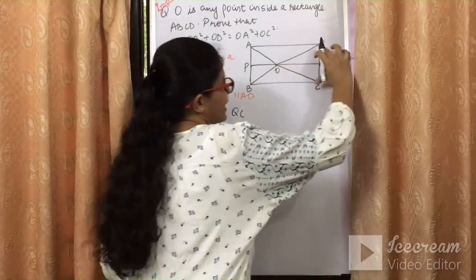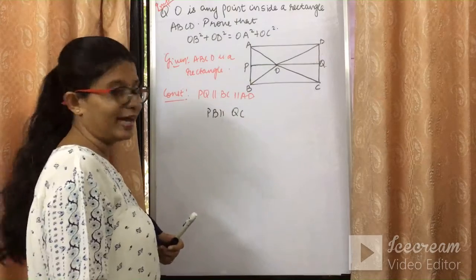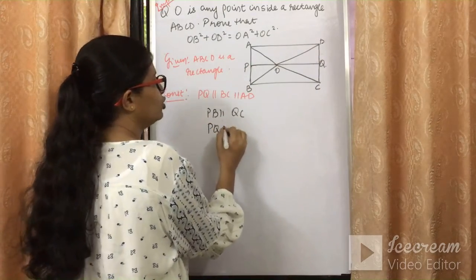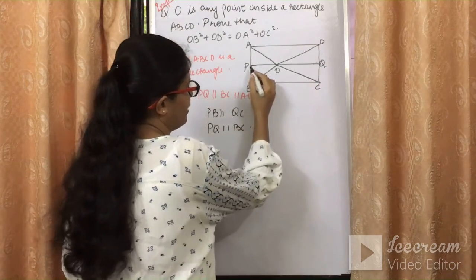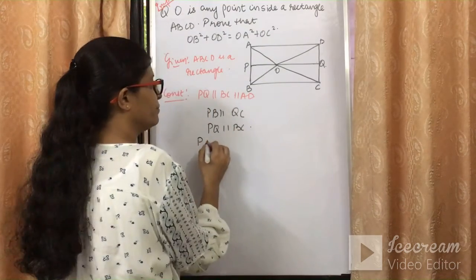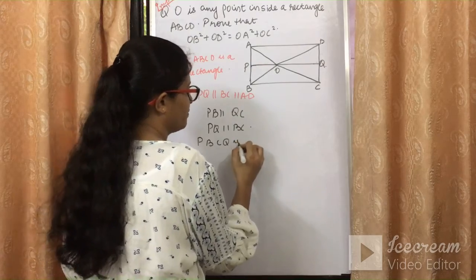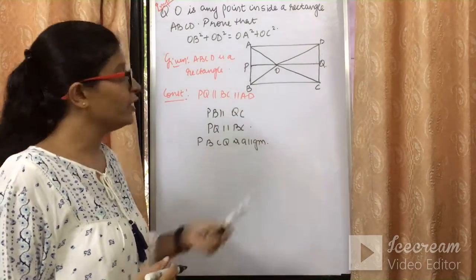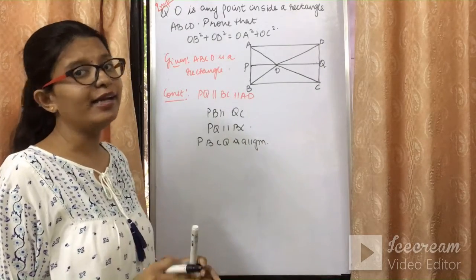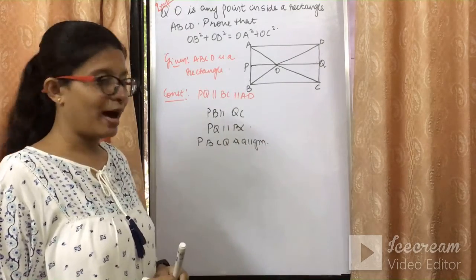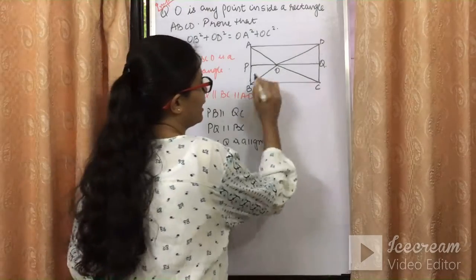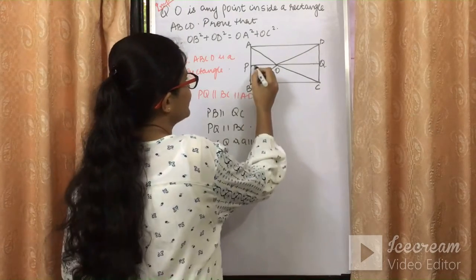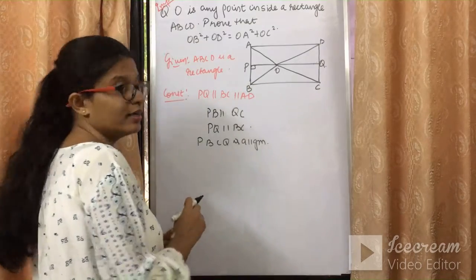Because this whole side is parallel to this side, since it is a rectangle, so this side will also be parallel to it. And we know that PQ is parallel to BC. Can we say that PBCQ is a parallelogram? PBCQ is a parallelogram. If the opposite sides of a quadrilateral are parallel, we can say that the quadrilateral is a parallelogram. So what has this become? A parallelogram.